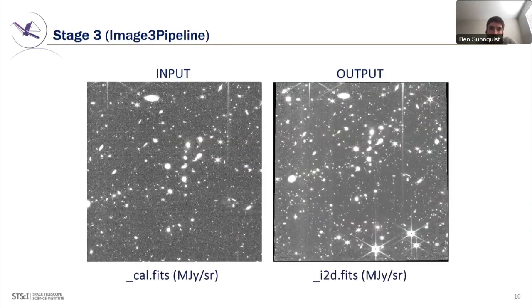So finally, stage 3, this is the stage that's going to take several of those cal.fits files. So for example, all of those in your dither pattern, and it'll combine them all together and do one single undistorted image. Those will have the i2d.fits suffix.